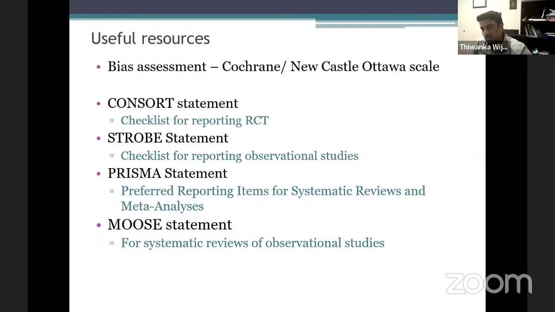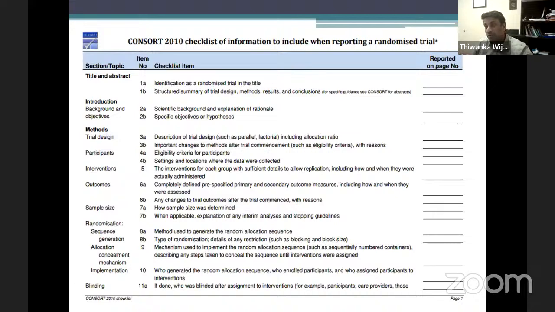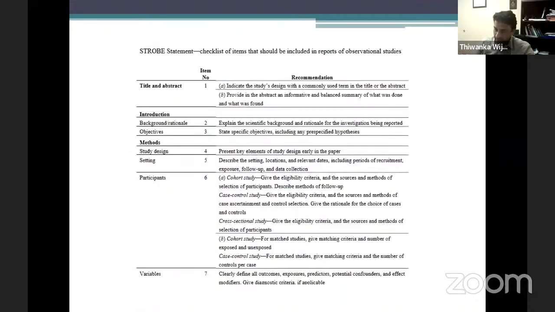This is often useful. If you Google these terms, for example, if you're looking at an RCT to critique, you can use the CONSORT statement. It gives you a checklist of what a proper RCT should look like. Similarly, if you're looking at an observational study, you can use the STROBE statement. For systematic reviews, you can use the PRISMA statement, and so on and so forth. For bias assessment also, there are specific tools called the Cochrane tool and the Newcastle-Ottawa scale. So just be familiar with these. You can always Google these terms and use these checklists when you want to critique a paper based on the study design. Okay, so that's about it.